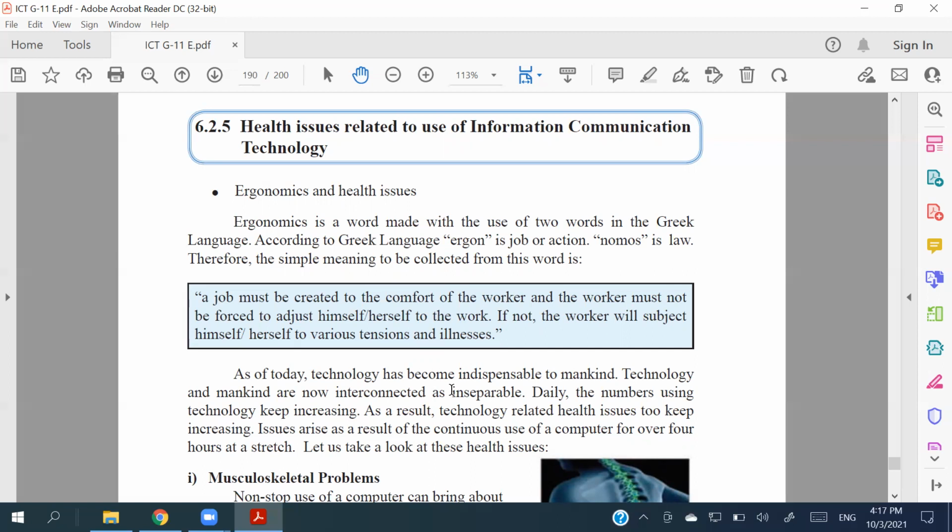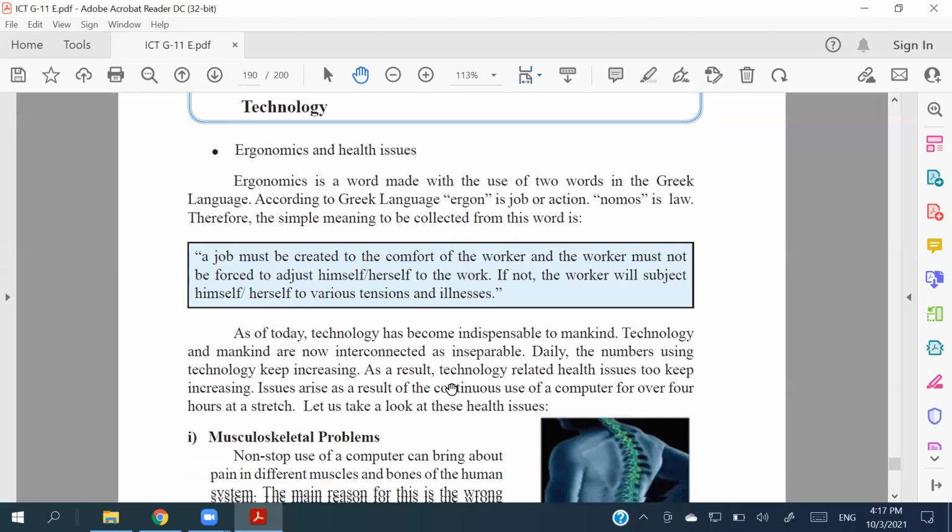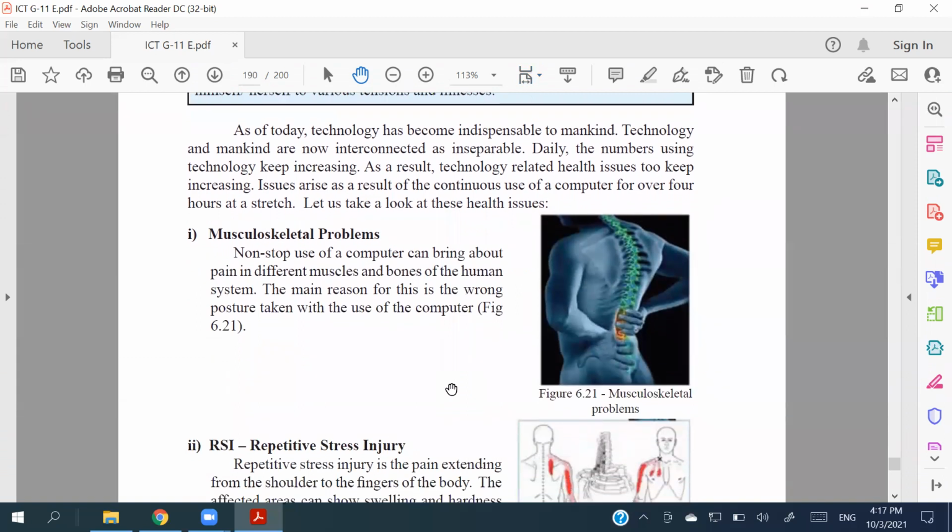So now when it comes to computer related jobs and computer related workers, these kinds of problems can happen, right? So the first one, we call it musculoskeletal problem, right? Musculoskeletal problems, right? So this is mainly talking about the muscles at the back, right?